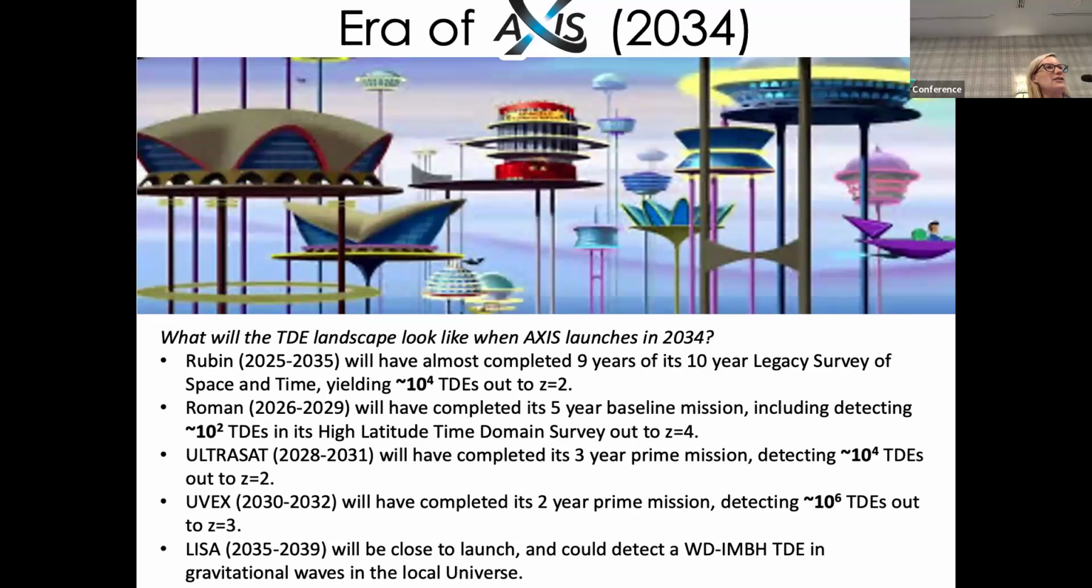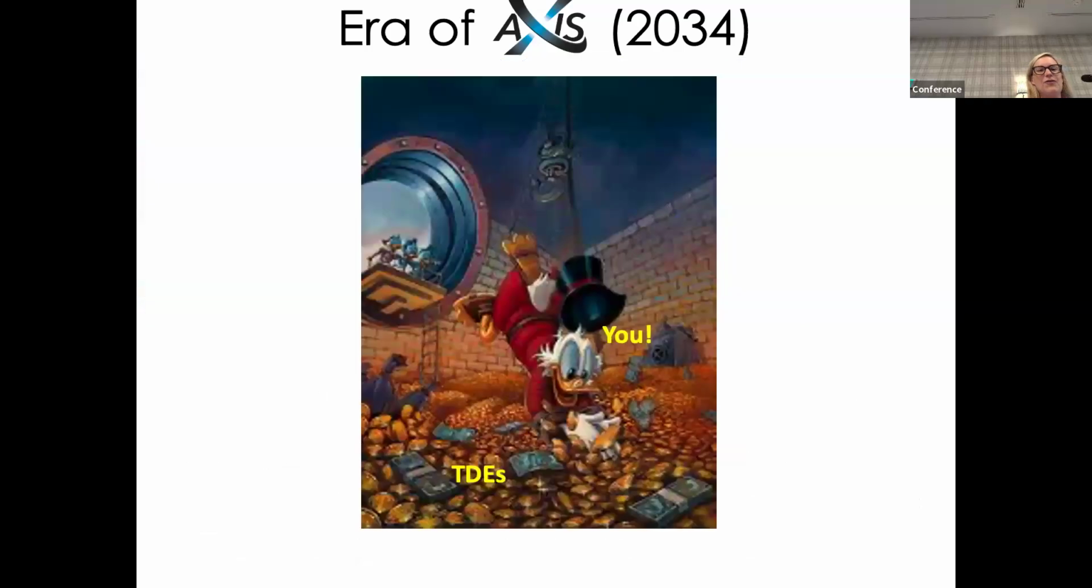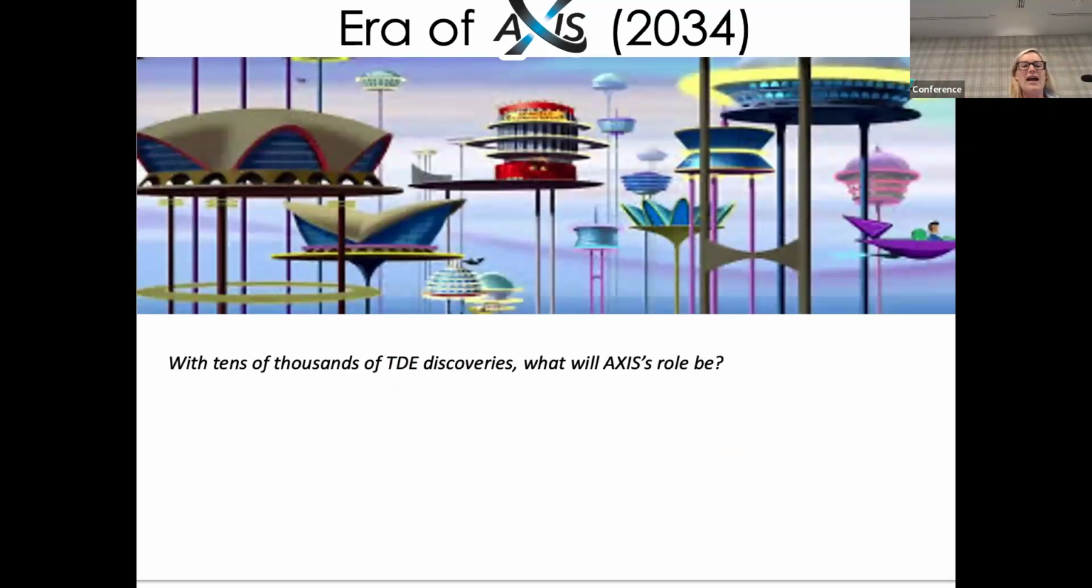So I was trying to imagine what this is going to feel like to me in 2034, and this pretty much sums it up. So all of us should be feeling that we're really diving into an epic of abundance, specifically for TDEs, and hopefully also of money. I don't know about that.